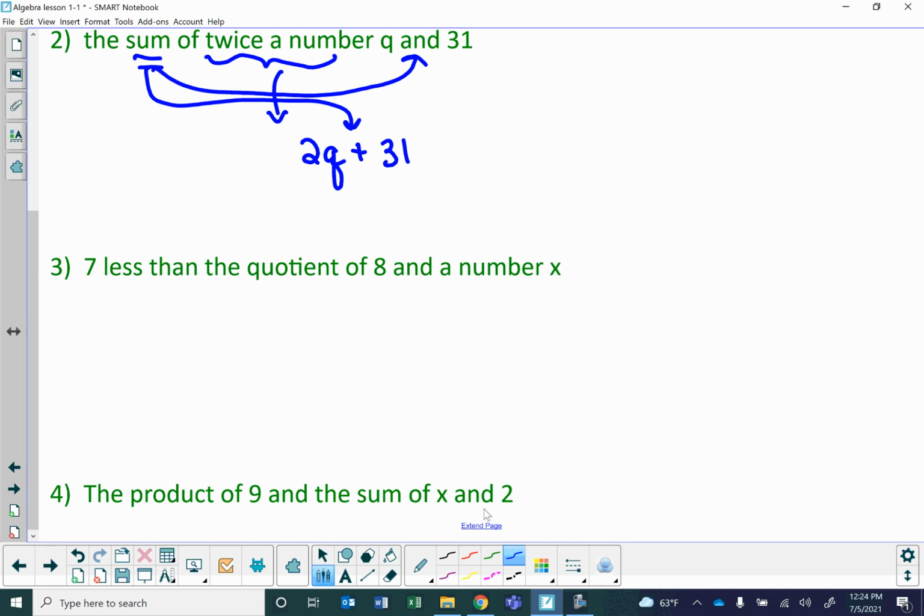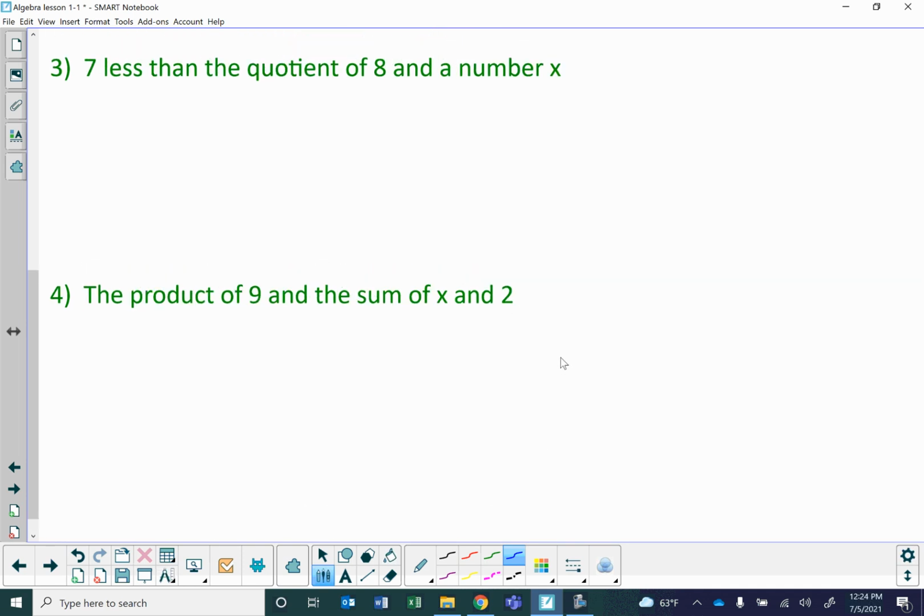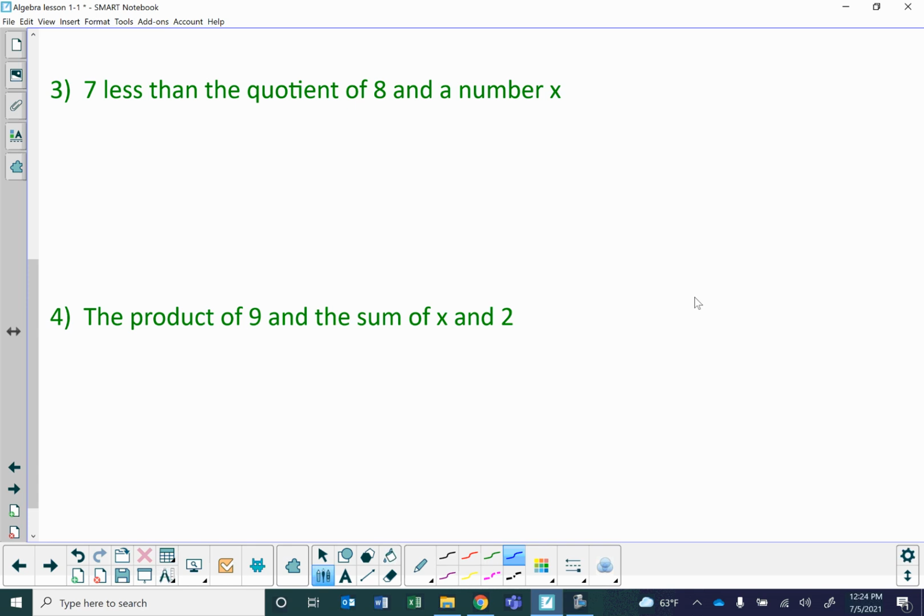The more familiar with them you are, the better you will get at solving word problems when it comes to algebra. Number 3 here says 7 less than the quotient of 8 and a number x. So we've got 7 less than, which means this is going to come after everything else. Quotient means divide.